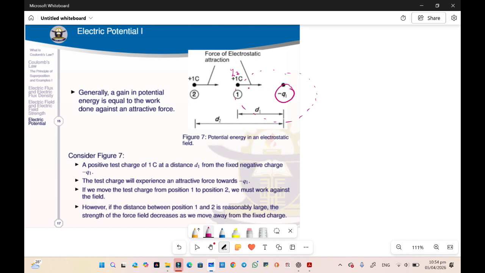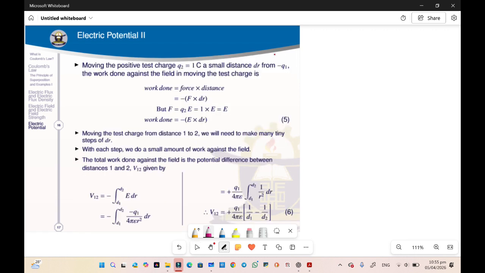So if we intend to move Q2 further away from Q1, from a position 1 as we have designated here, to a certain position 2, we will need to do a lot of work against the attractive electrostatic force. And that work we need to do is the potential energy, the electric potential energy. Now let's recall that work done is equal to force times distance, and remember we are working against the direction of the attractive force, which is positive, okay?